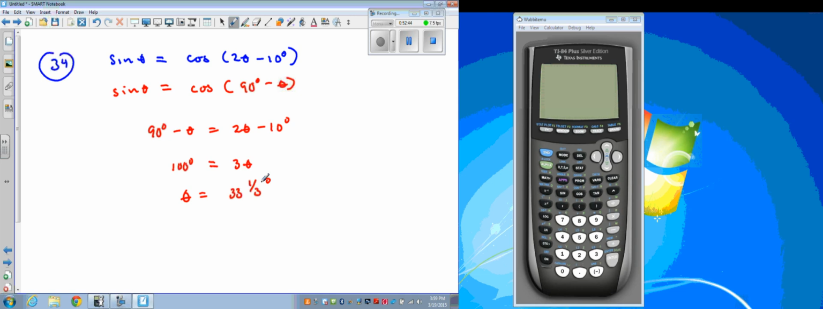So that's how you're going to do those: you take the thing, write it as the cofunction identity, and then put these two equal to each other. If you can work that out, that's it.